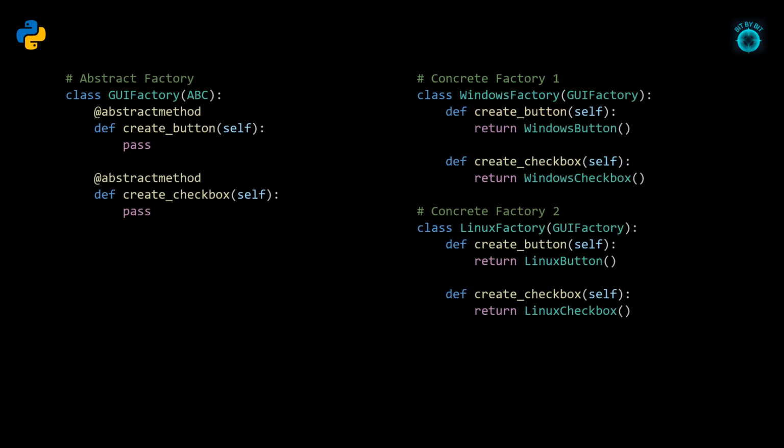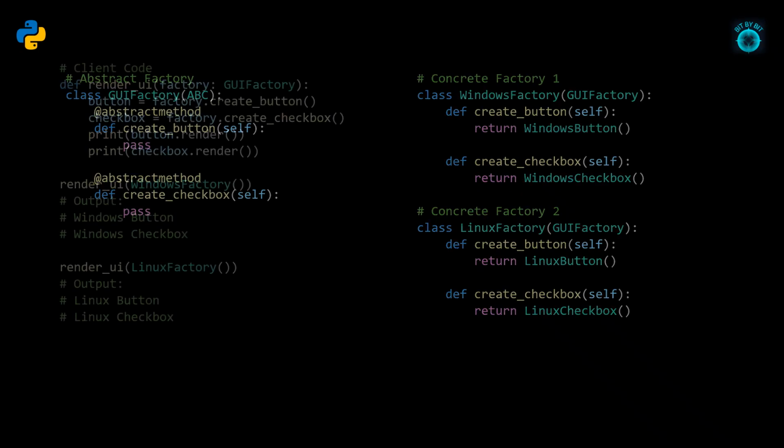Now comes the core part, the abstract factory called GUI factory. It declares two methods, create button and create checkbox. Concrete factories must implement these methods. We then define Windows factory and Linux factory, each responsible for creating button and checkbox objects for their respective platforms.